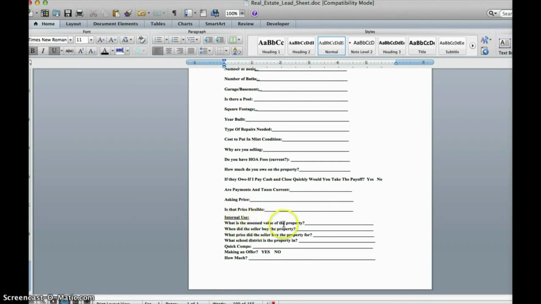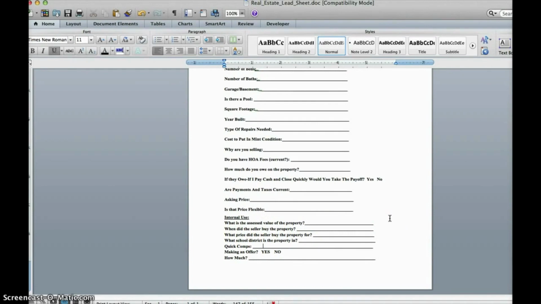So what is the assessed value of the property? When did the seller buy the property? What price did the seller buy the property for? What school district is the property in? This helps us get an idea of what the property is worth. And then the quick comps down here, we can use the Zestimate as well as the Total View Real Estate value.